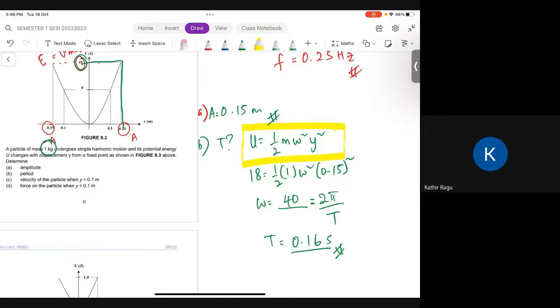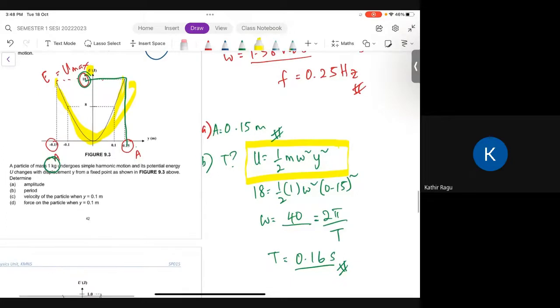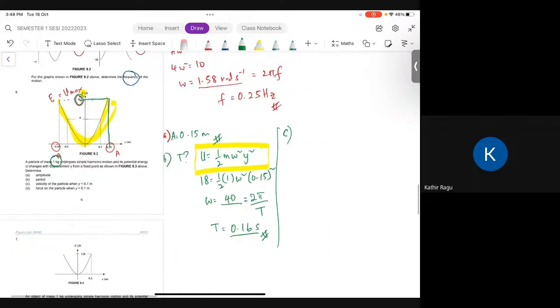Kalau nampak ni U. Okay, ini graf U. How do you know U? Kalau dia tak bagi ini U, you tahu ini bentuk U. Ni bentuk U mangkuk. Okay, question number C. They ask you to calculate velocity when Y is 0.1. Okay, again, when they give you Y, jangan nak differentiate. Terus je guna plus minus omega square root A squared minus Y squared. So plus, mangkuk. So omega adalah 40, A adalah 0.15 squared minus your Y is 0.1 squared.